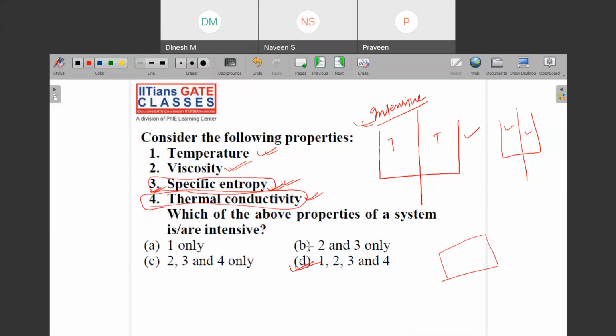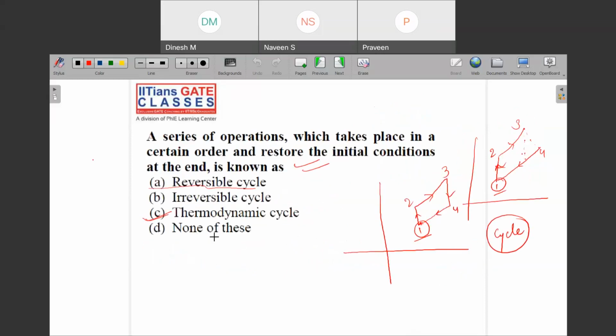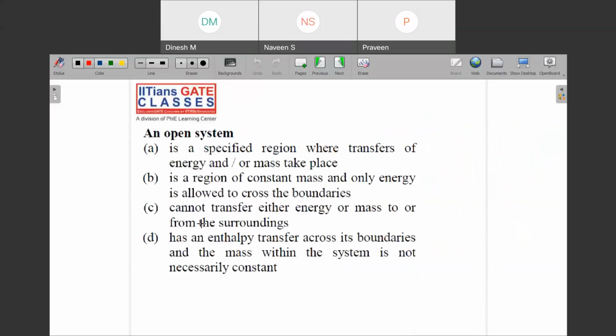The answer to the previous one was thermodynamic cycle. I have already taken that. So thermodynamic cycle. Okay. Let us move to the next question. Let us read this first. See, what should be the attempt while solving any question in general, like in any subject or anywhere? You first read the question and try to recall the data, and then you will automatically follow.